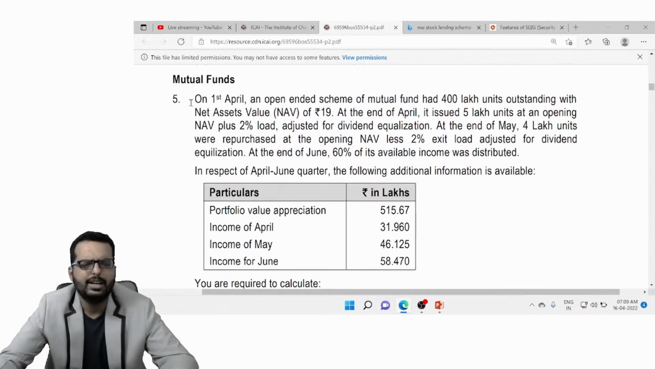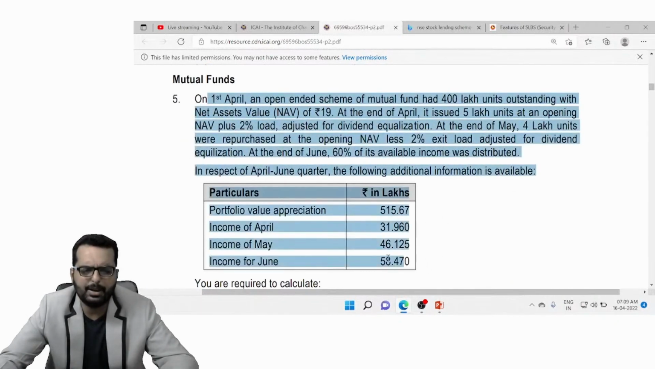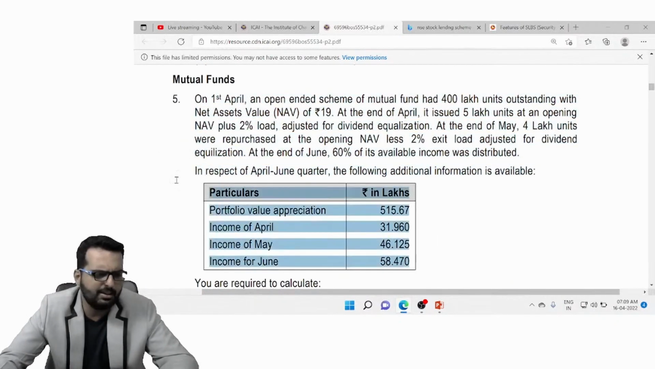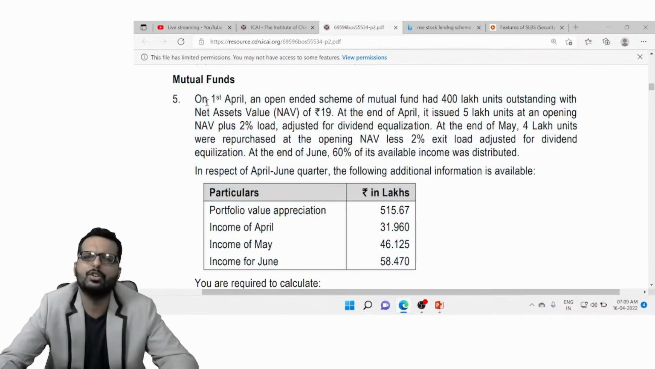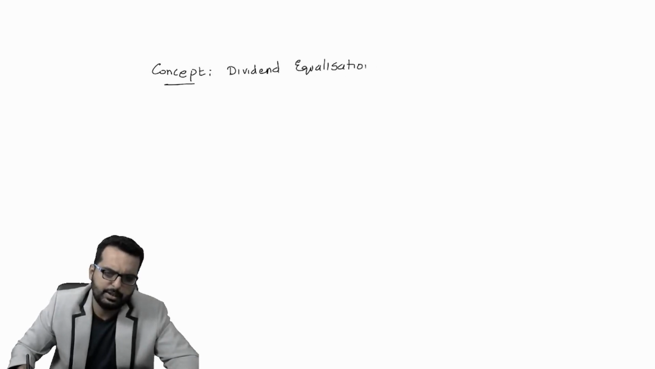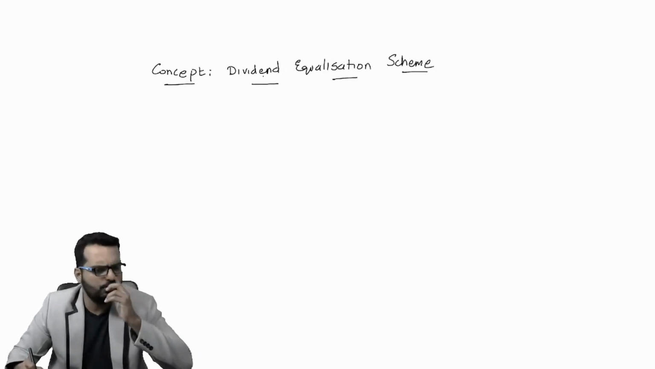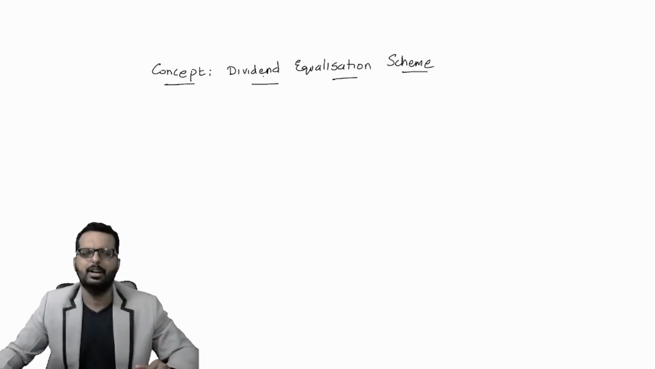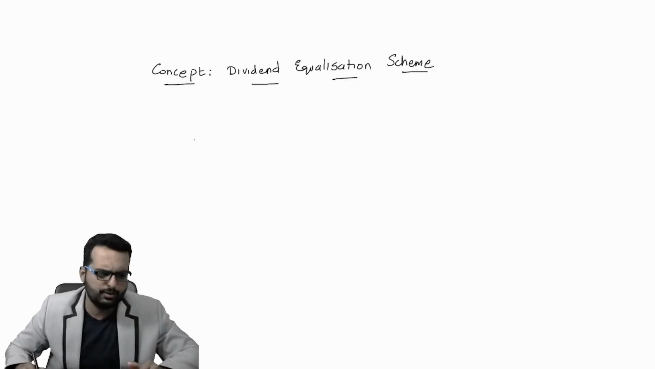Question 5, of late I'm seeing this question in many places. Even though this is done in the classroom and there is a study material question on this, it is an important question. And this question comes on dividend equalization scheme. So let's do this first. Write down the next concept heading: dividend equalization scheme. I have done this question in my class and the students who have attended my class must be familiar with it. But this looks to be important because I'm seeing this in many places now.